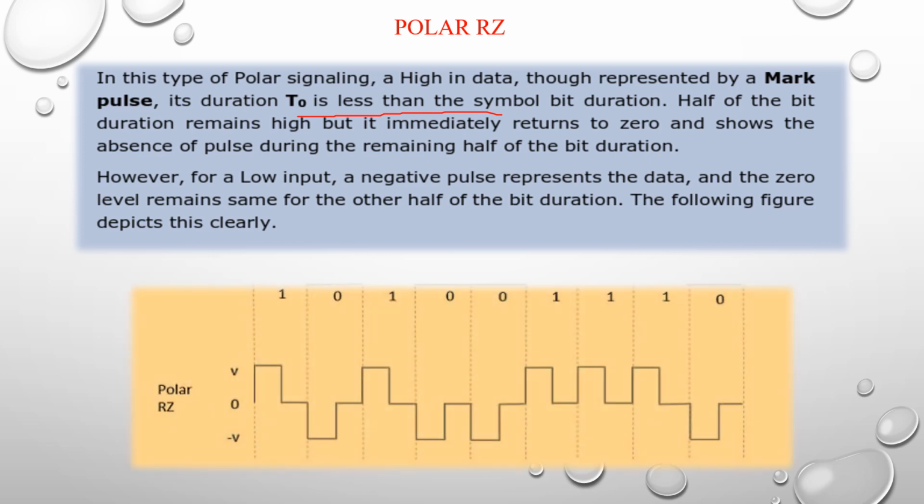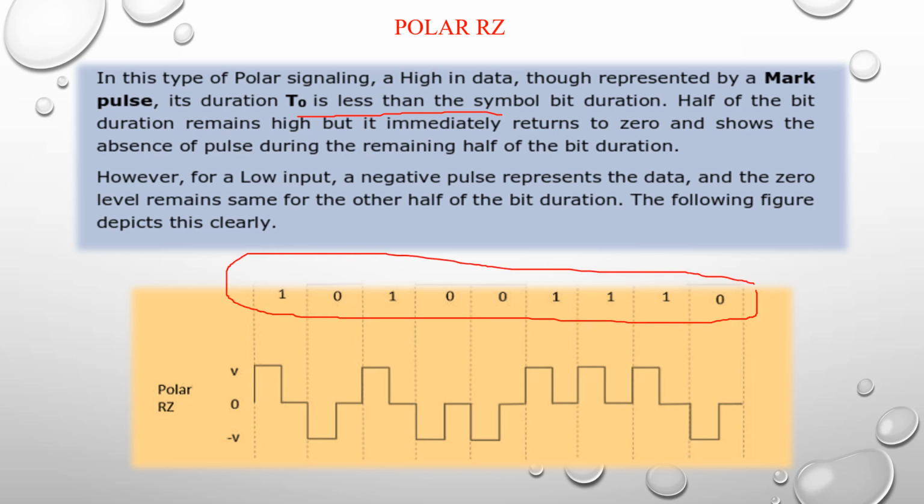So let's consider 1010011110. This is the given digital data. We have to convert this digital data into a line signal by using polar return to 0. So we know that in return to 0, half of the bit duration is high, whether it's a higher value or lower value. Another half of the bit duration is returned to 0 value.